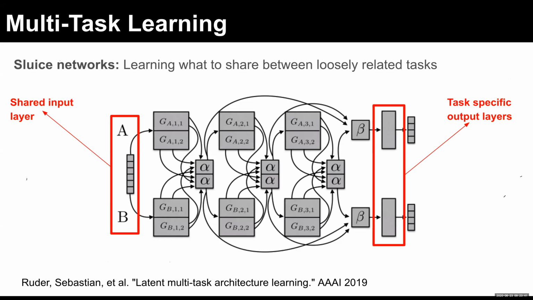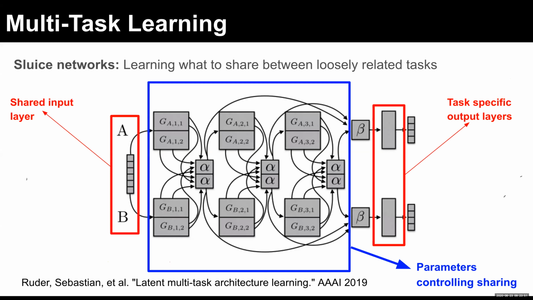So we have a shared input layer. That means the input is the same. And at the end, we have a task-specific output layer, very similar to the first examples we saw. But what happens next is very different. Here, the parameters inside the Sluice network give us a way to control the sharing between the tasks.